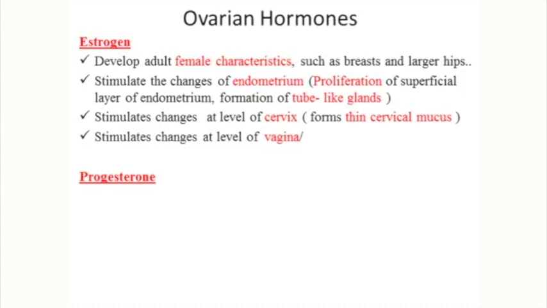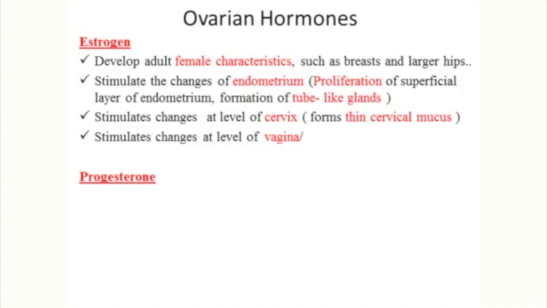It's also going to stimulate the cervix, and so causes the glands in the cervix to change their secretion, and the mucus will become thin. So glands will start secreting thinner mucus. It also causes changes at the level of the vagina, where cells of the vagina undergo differentiation.